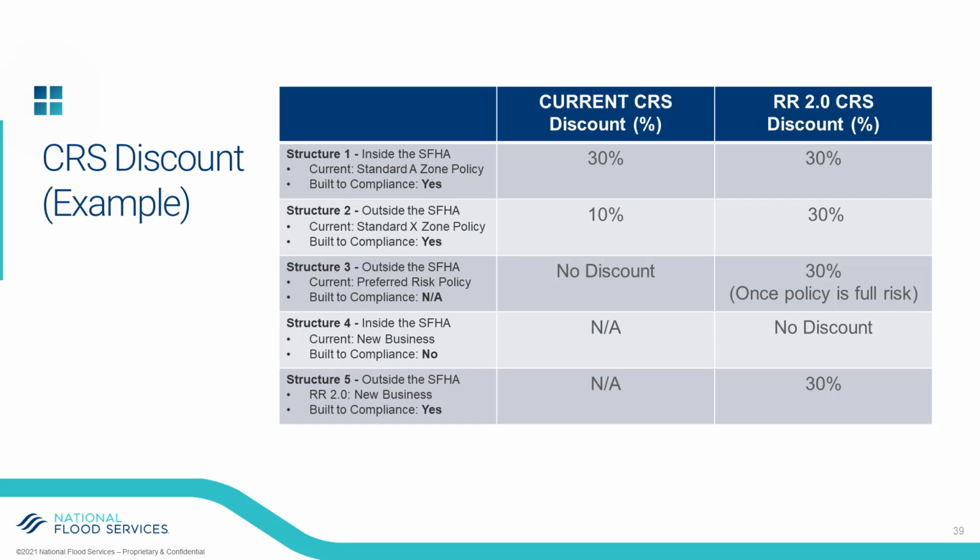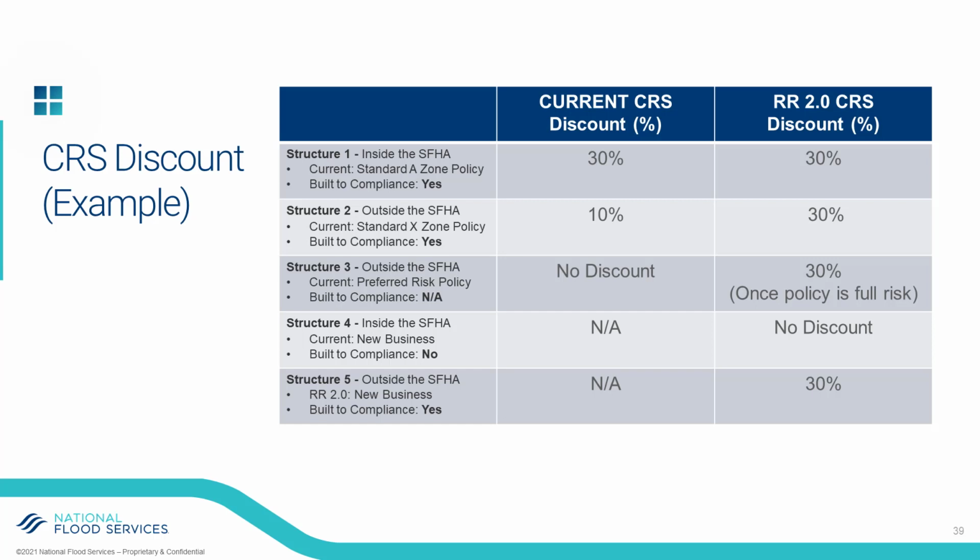The CRS discount is a flat percentage that will be applied to all structures inside a community that participates in the CRS program. The big difference here is that it also applies to buildings that are outside of the special flood hazard area. The discount tier structure is not going to change, so classes 1 to 10 and the associated percentage is going to be the same.